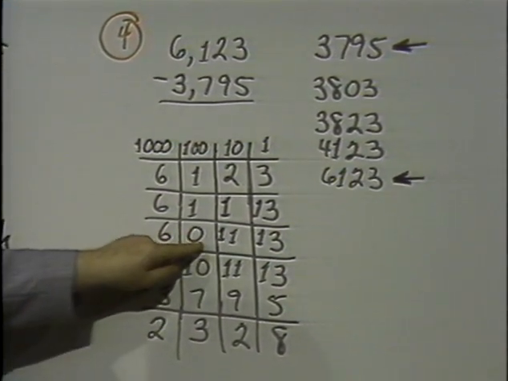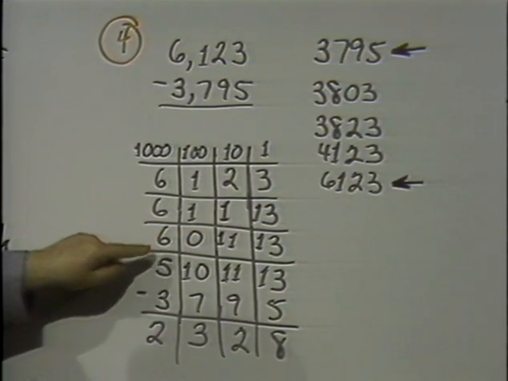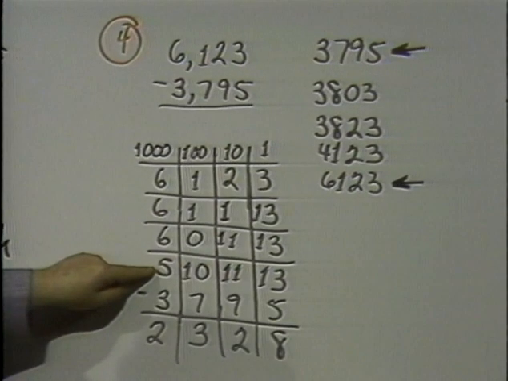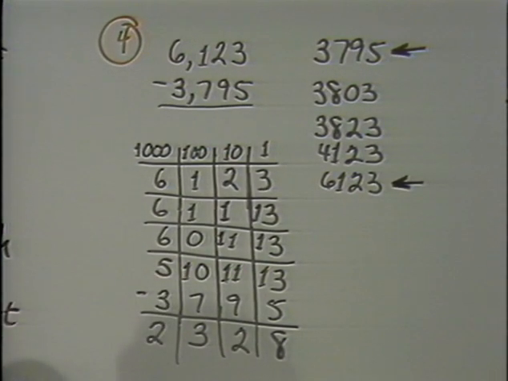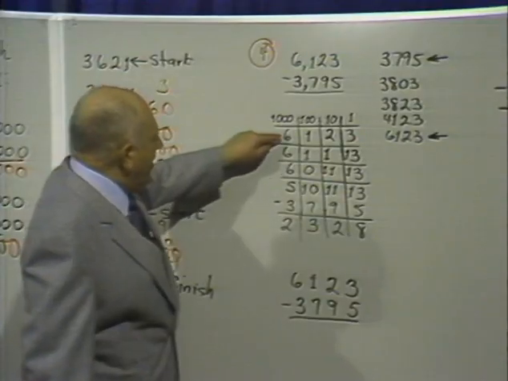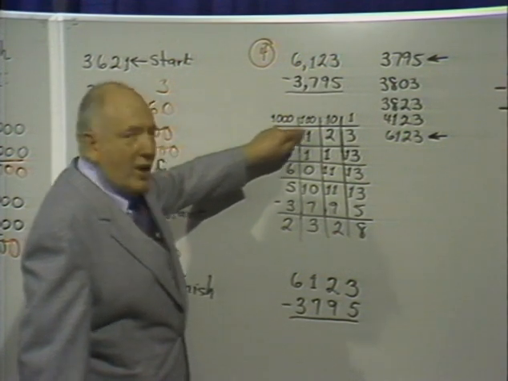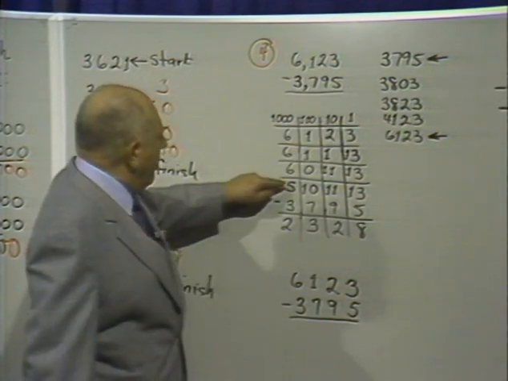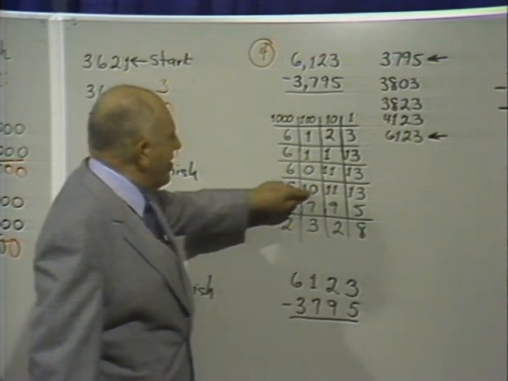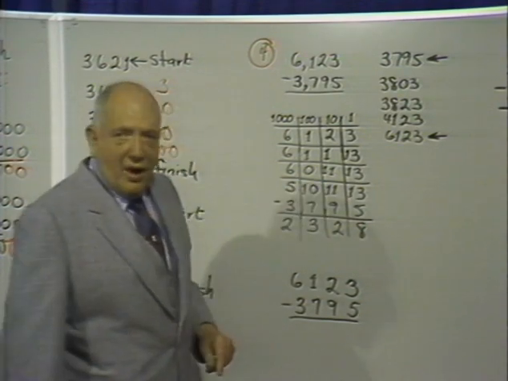I don't have any hundreds here, but I have 6 thousands. I can take one of my thousands, leaving me with 5, and trade those in for 10 hundreds. In other words, another way of writing 6,123 is to write 5,000, 10 hundreds, 11 tens, and 13 ones.